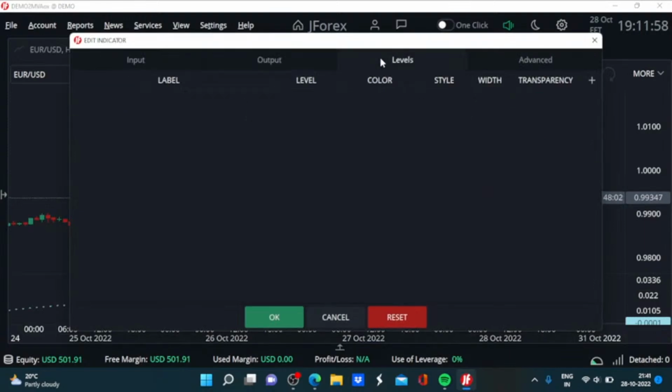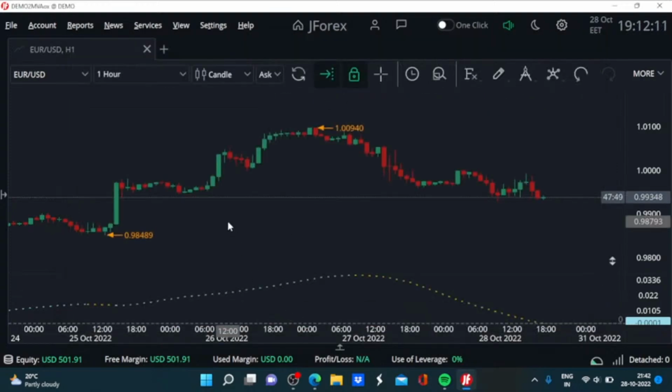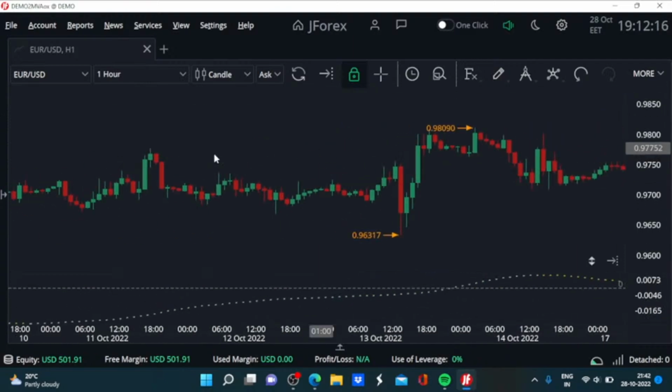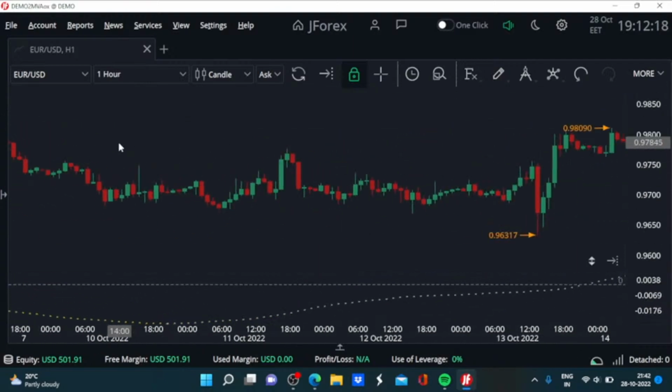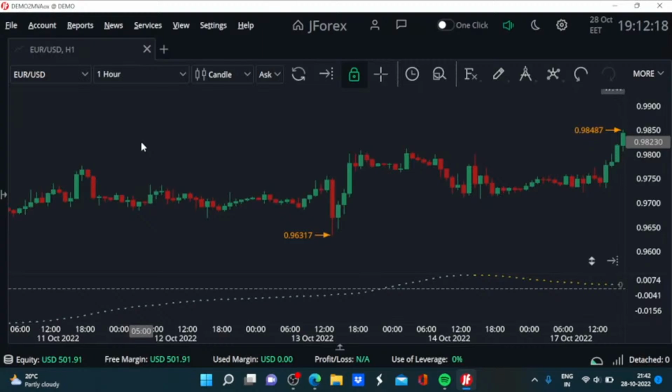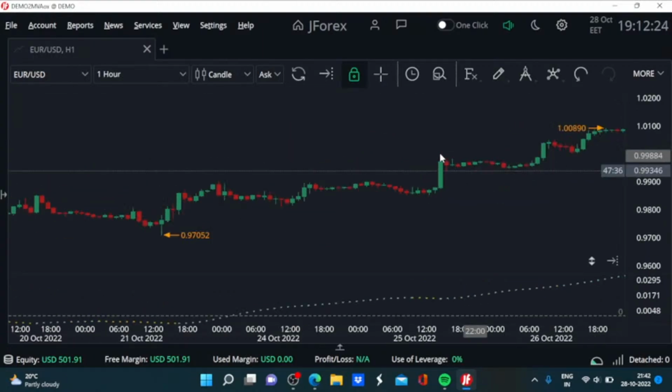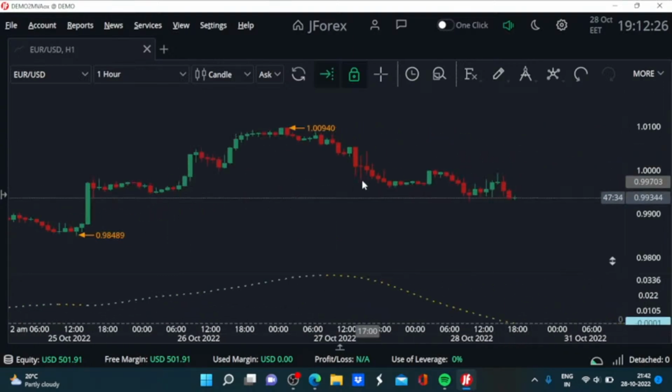All right, now levels. We don't really have any level, but if you want to make it simple to understand the changes in the trajectory of the indicator, you can go for a factor like 0.00. So here you can carry out these kinds of changes. All right, so that makes it easier for you to spot the changes in the direction of the underlying instrument.